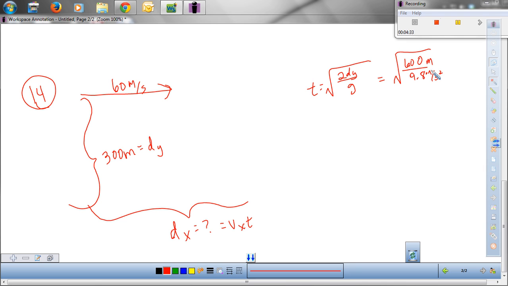So now I'm going to have 600 divided by 9.8, and I want to take the square root of that, and I get 7.83 seconds, so that's going to be 60 meters per second at 7.83 seconds. Ugh, come on, little pen. Don't mess with me. So if I multiply 60 by 7.83, I'm going to get about 469.